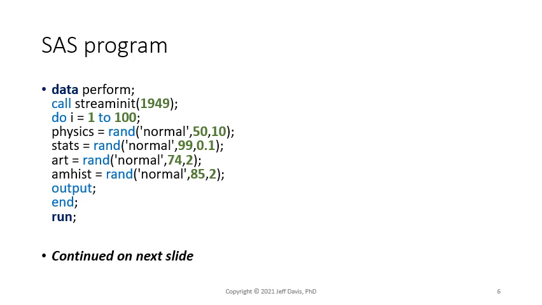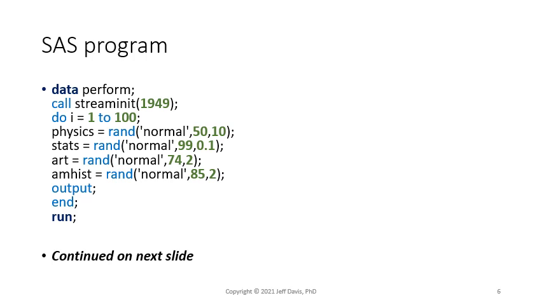Again, there's nothing special about this data set name. I'll just say data perform, call stream init to give SAS an initial value to start creating these random variables. I chose 1949 because Long Beach State was founded in 1949, right? 49ers, that's where it comes from.